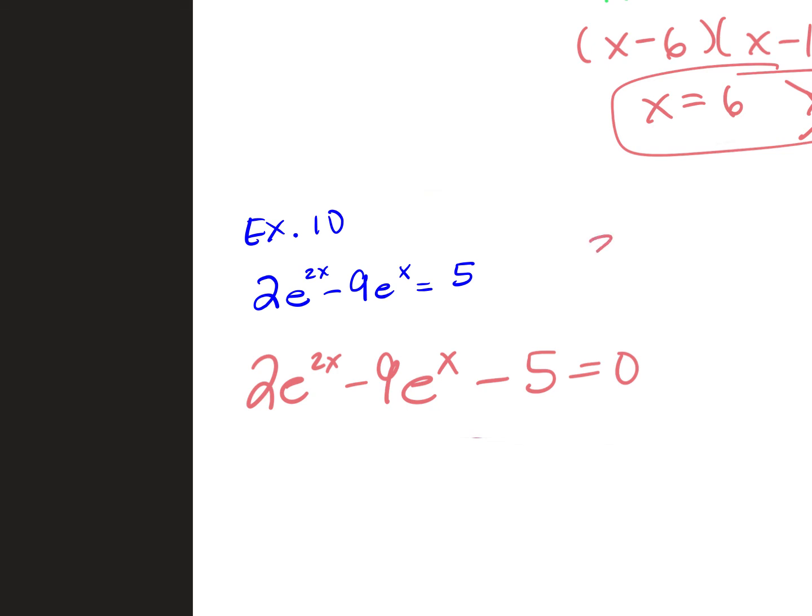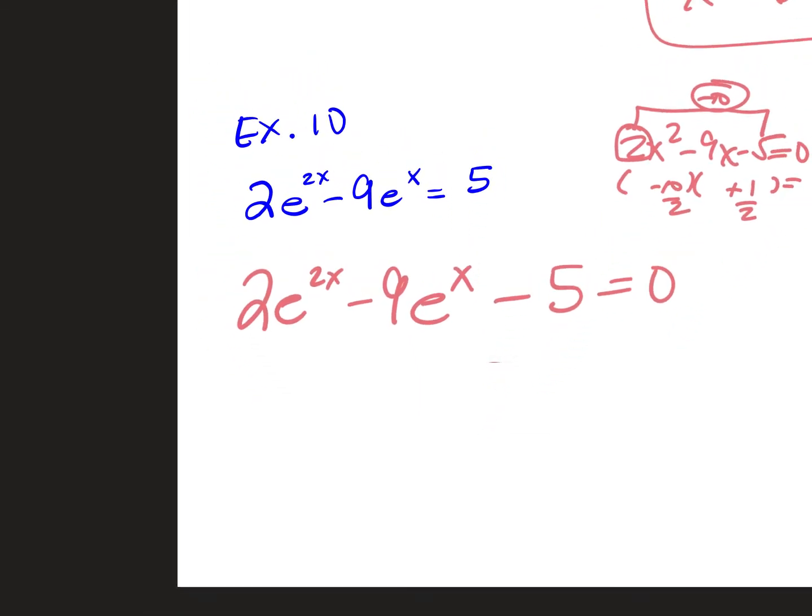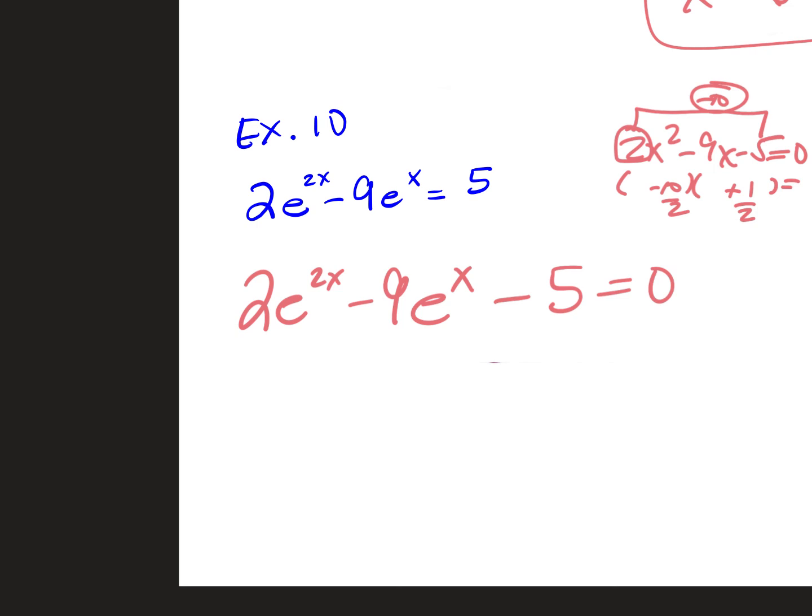If I gave you guys this problem, could you factor it? What would you do? Multiply the a times c, so 2 times negative 5 is negative 10. What are the factors of negative 10 that multiply to give me negative 10, but add to give me a negative 9? Negative 10 and positive 1, right? And then a is not 1, so we would divide both sides by 2, correct? Guys, this is the exact same problem. The only thing that's different is it has the e's. This is just a basic factoring.